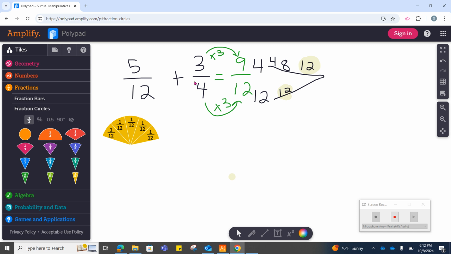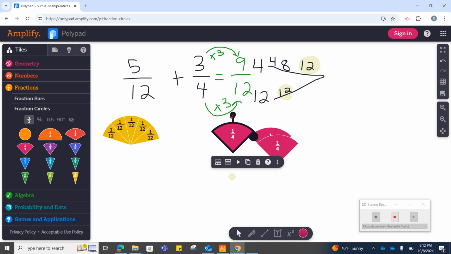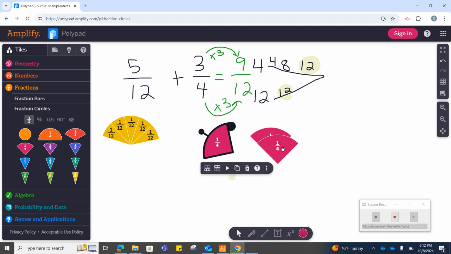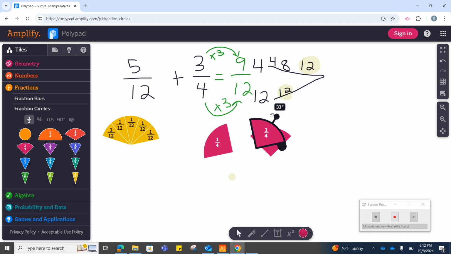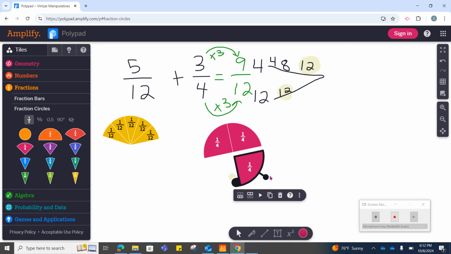So let's start with what this originally is. This was 1/4, 2/4, 3/4. Oh, I hit play by accident. Okay, 3/4. So let's line that up. 1/4, 2/4, 3/4. And if it helps you, this times 3 actually means I'm going to break it like 3 times, if that makes sense.